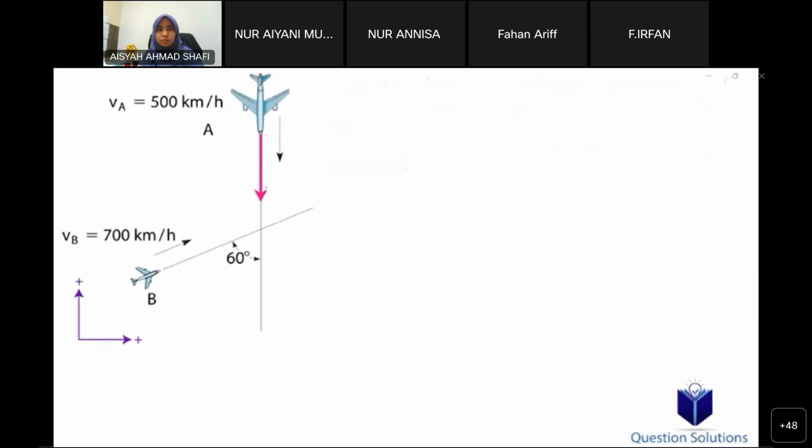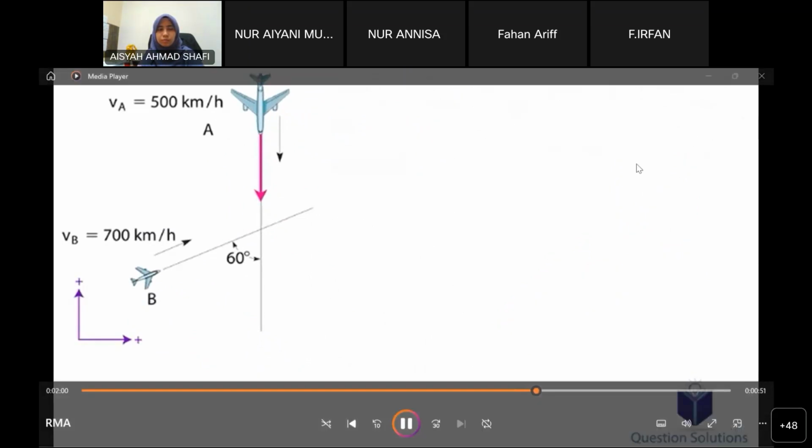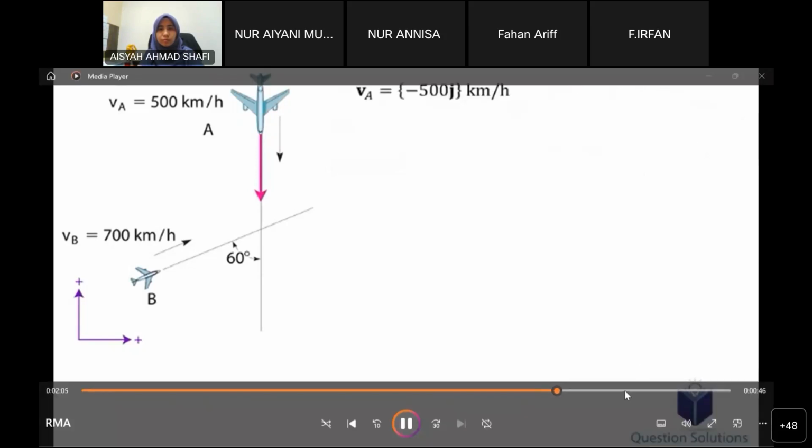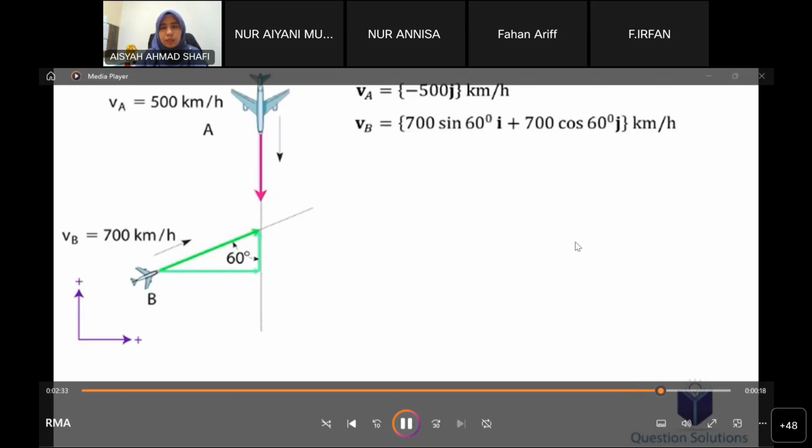So looking at plane A, we see that it's traveling straight down in the vertical direction. That means it will only have the j component because the i component is 0. So it's negative 500j. It's negative because it's going down and we chose up to be positive. Now we will focus on plane B. This plane is going at an angle, which means it will have both components. I've drawn the vector components, so we just need to write them using trigonometry. Drawing them tail to tail will help out a lot. For the i component, we have 700 sine 60 degrees, and for the j component, we have 700 cos 60 degrees. Let's simplify this.